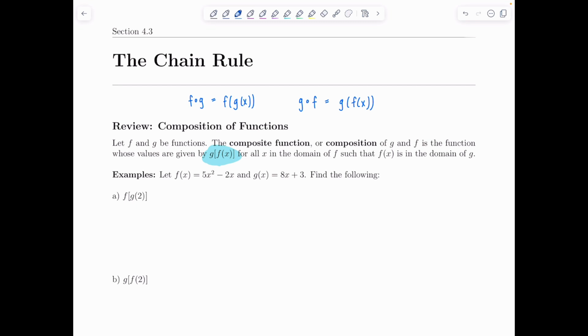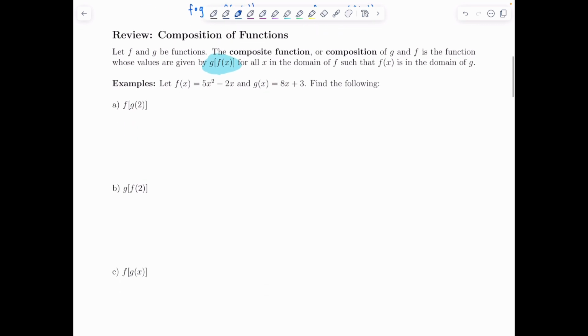When evaluating a composition like we're going to do in the following examples, always start on the inside, work your way out. I'll say that one more time. Start on the inside, work your way out. So here we're given two functions, f of x, which is 5x squared minus 2x, and g of x, which is 8x plus 3. So find the following.